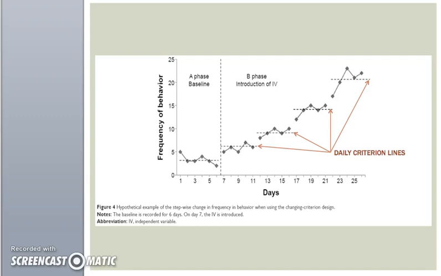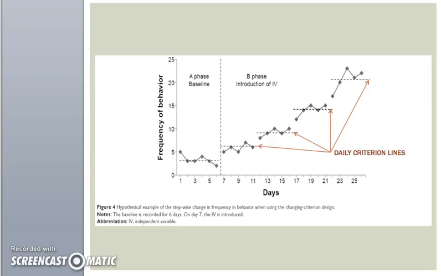So I'm going to use my cursor here. You would have, this would be B1 here, then you would move to B2, and then B3, and here's B4. So now the goal is you set a criterion, and so you see these daily criterion lines that are set for those days, and here after 5 days, the criterion is raised.